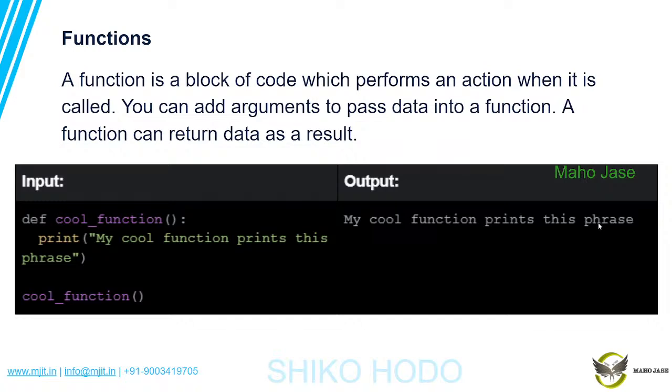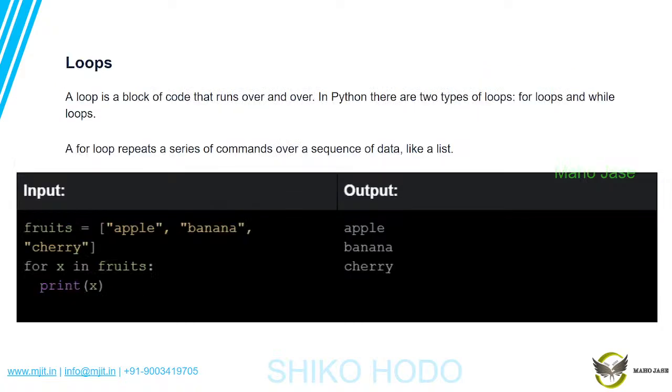So a function is a block of code which performs an action when it is called. Okay, and we can add arguments to pass data into a function, and a function can return data as a result. I hope you have understood the function, and I will next move on to the next topic. Next slide. That is a loop.